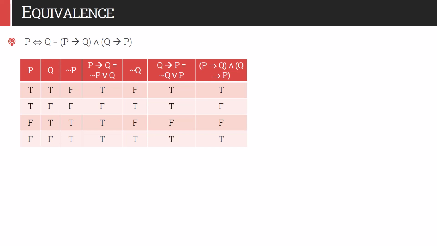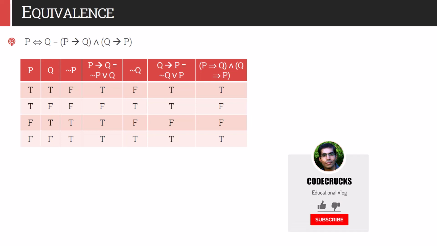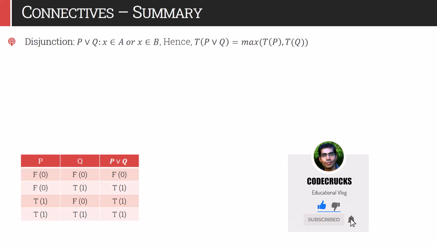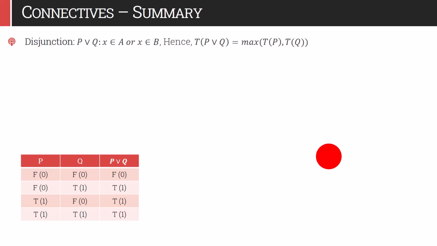As you can see, wherever the truth value of P and Q are identical, the equivalence has a value true, and in the rest of the two cases it is false, and hence it is proved that whatever we have claimed is actually correct.